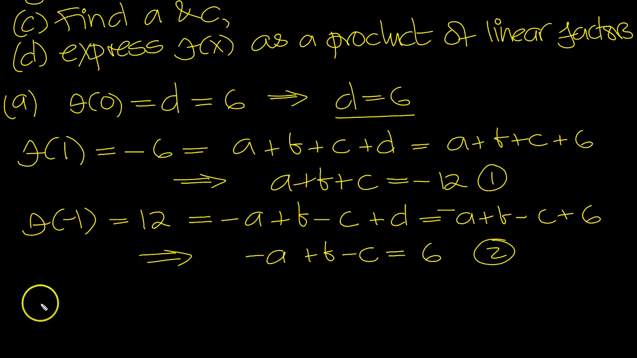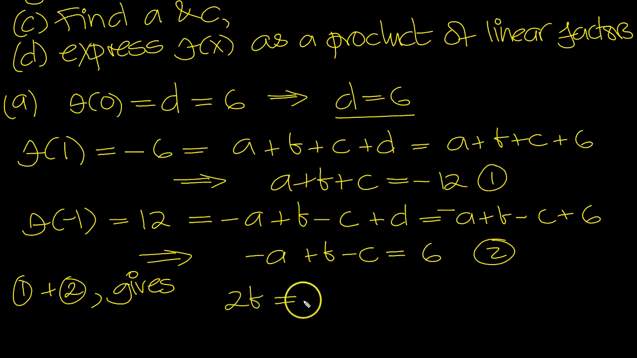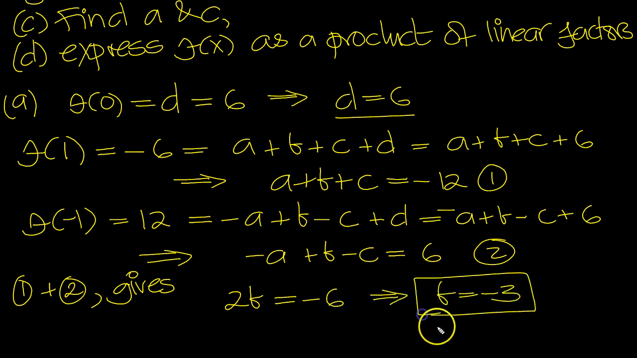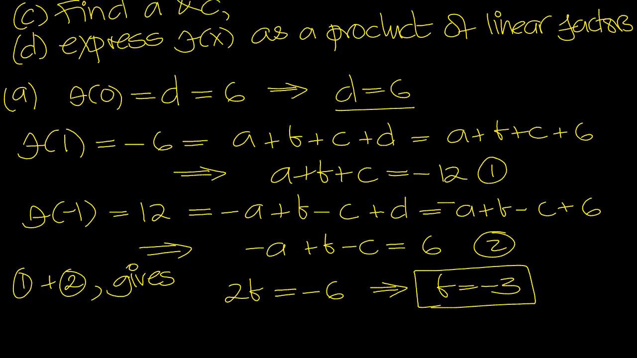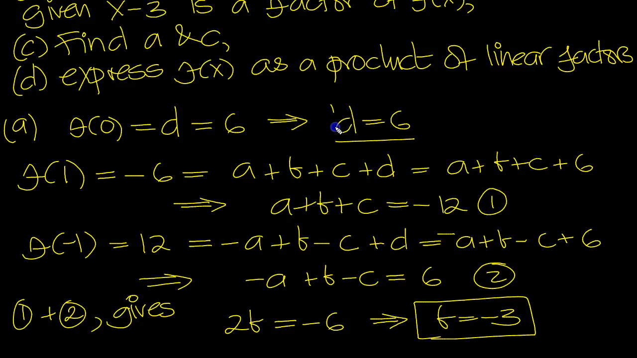Okay, if we add them together, 1 plus 2 now, gives, so if we add them, the a's will cancel and the c's will cancel, we'll just get 2b, won't we? So 2b is equal to minus 12 plus 6 is minus 6, so that tells us b is minus 3. So there's b. Okay, good. So b equals minus 3, d equals 6 so far.